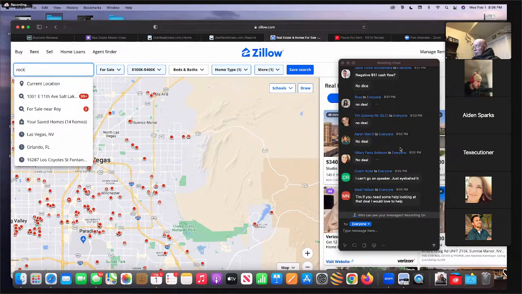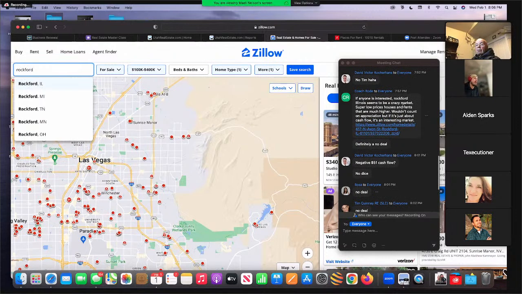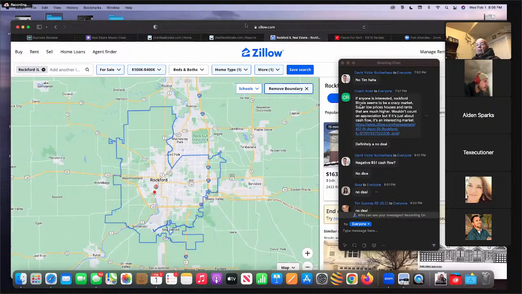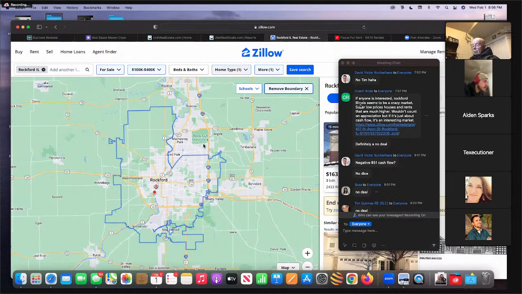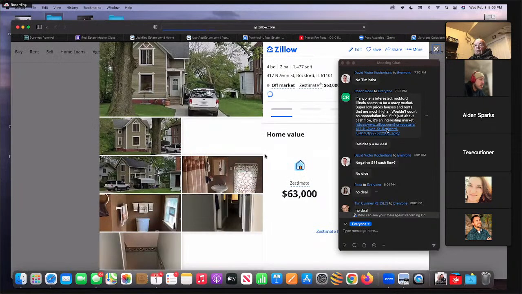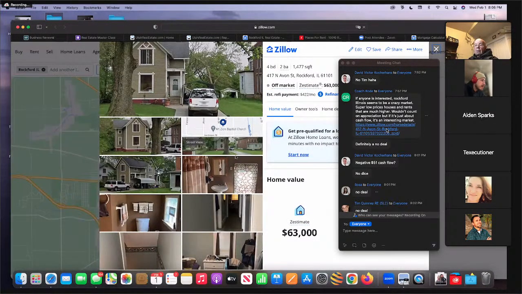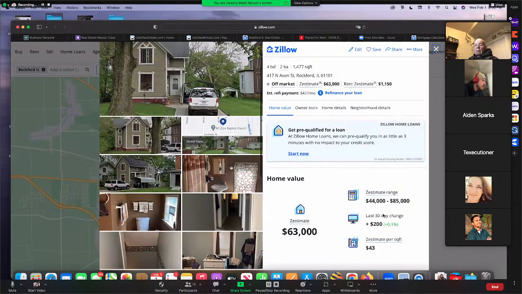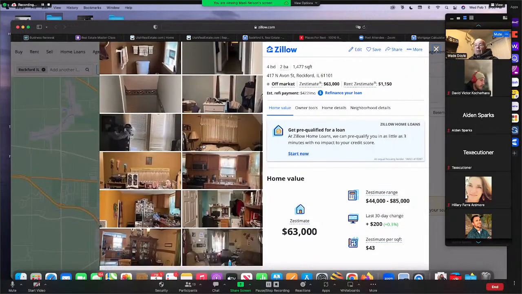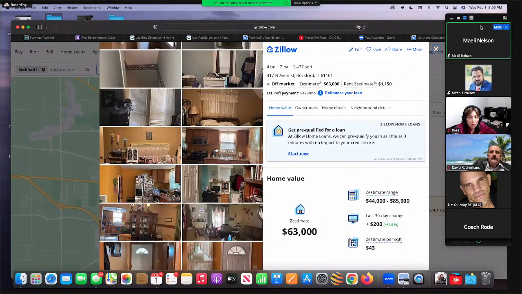Rockford, Illinois. I put a link in the chat. Oh, brilliant. There it is, getting out in the Midwest. Let's see a link. Oh, up higher. You are on top of it, girl. I love it. $63,000. Yes, that's what I'm talking about. I love it. Just kidding.